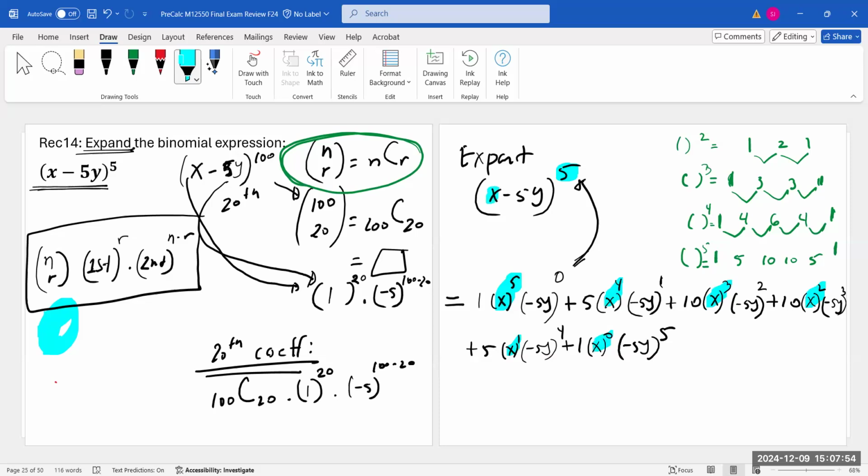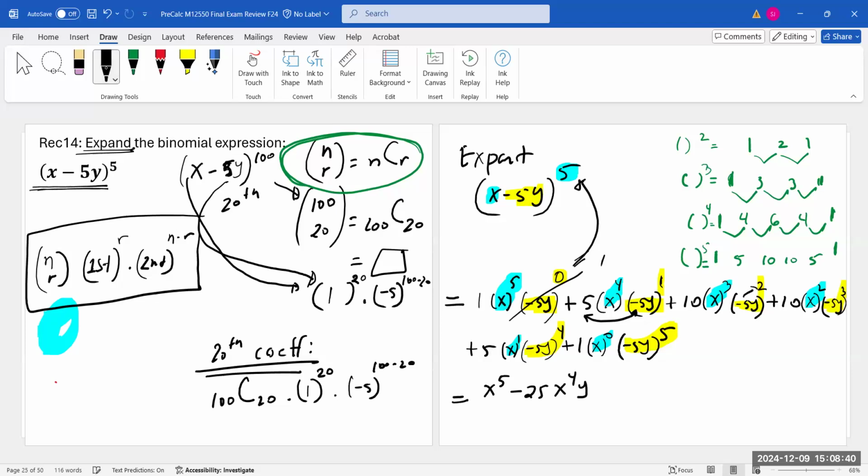And our first term is x. Now our second term is negative 5y. So negative 5y, the first is to the 0, then negative 5y to the 1, negative 5y to the 2, negative 5y to the 3, negative 5y to the 4, and finally negative 5y to the 5. So you always start from 0, goes up to n. And now when you combine all of the information, this is 1. So first term is x to the 5. Now if you multiply these two, we get negative 25. So negative 25 x to the 4 y.